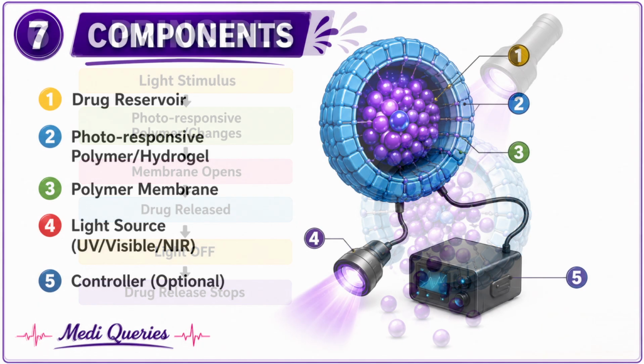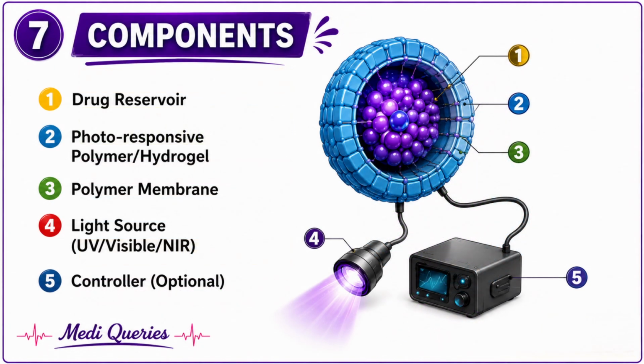Okay, and components. There are mainly 5 important components in this formulation. The drug reservoir stores the medicine obviously, and the photoresponsive polymers or hydrogels mainly respond to the light, and the polymer membrane controls the drug release here, and the fourth one is the light source. Here we will use UV light, visible or near infrared light to activate the system. And the controller regulates the light intensity and duration. So all these components work together to provide the controlled drug release.